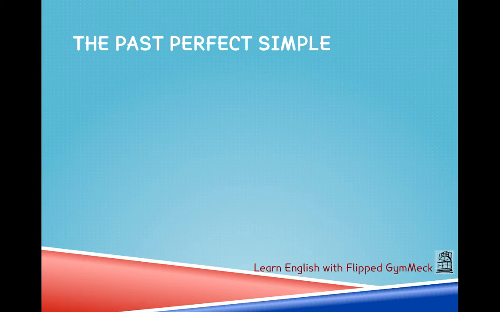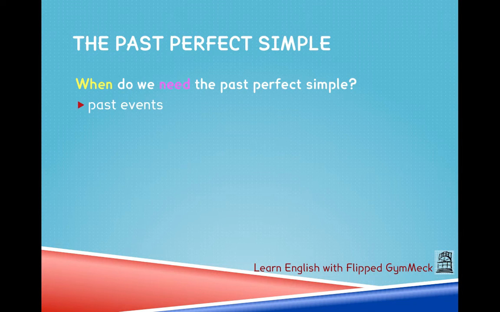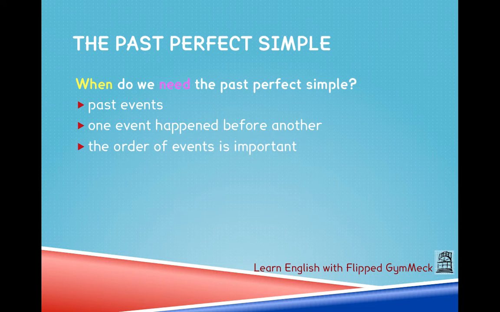Today we're going to talk about the past perfect simple. Of course, first of all you need to know when we need the past perfect simple. The past perfect simple is used when talking about past events to point out that one event happened before another event, and of course that means it's used when the order of events is important.